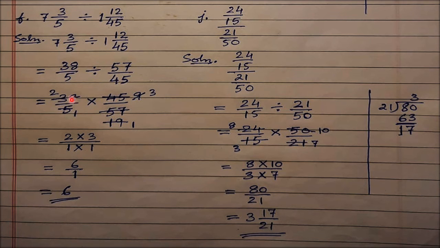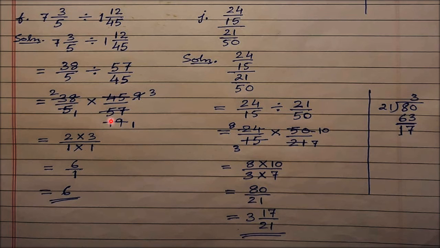Now think of cancellation, numerator with denominator. So the common factor of 38 and, okay, first 5 and 45, let us cancel. 5 and 45, they have their common factor 5. So by 5 we will cancel them. This is 5 one time, and here 5 9 times. Now 9 and 57 can be cancelled by 3. 3 is their common factor. So 3 3 times is 9, and 3 19 times is 57.